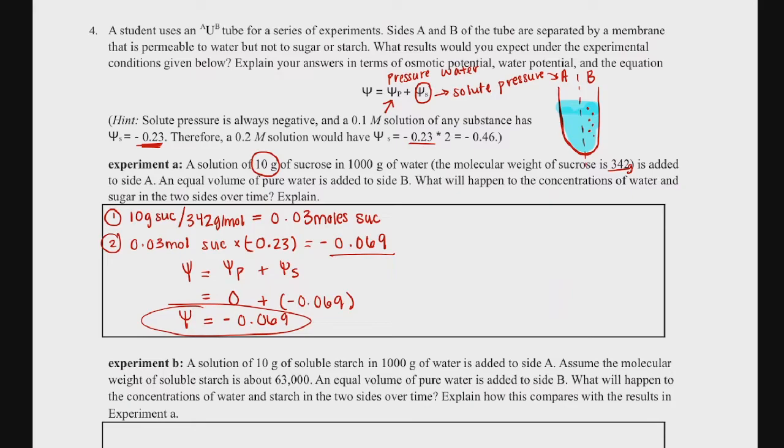And to answer your question about the negative 0.23, it says up here, the solute pressure is always negative, and 0.1 molar of a solution of any substance has a solute pressure of negative 0.23, and so that was a value that we got earlier in the equation, and so that's why I put it right in here, because that is getting our solute pressure for the amount of sucrose. And thank you for answering that question, because I'm pretty sure that we're going to use it again in the next one.